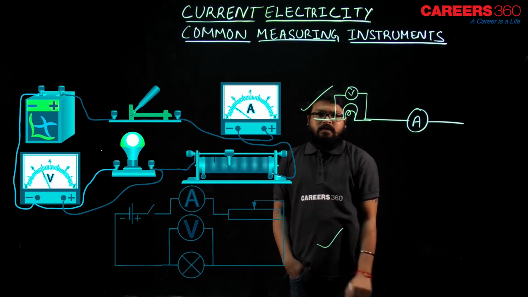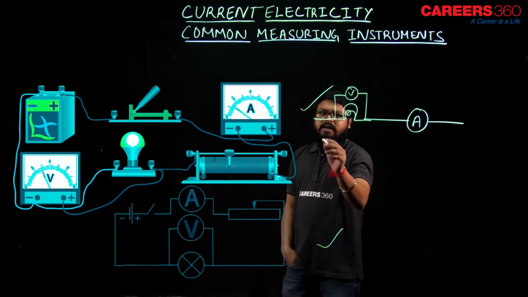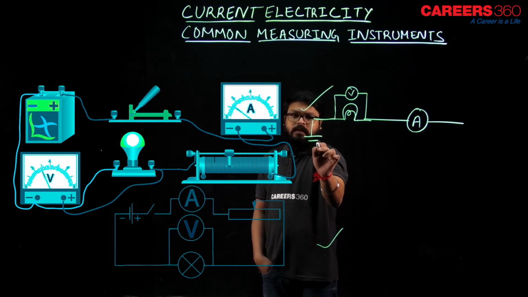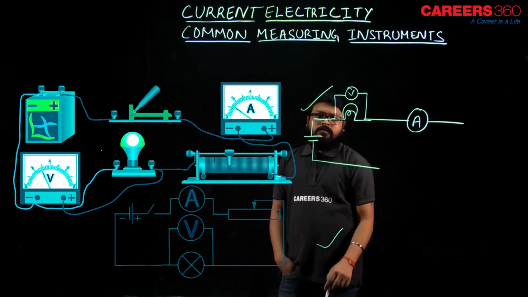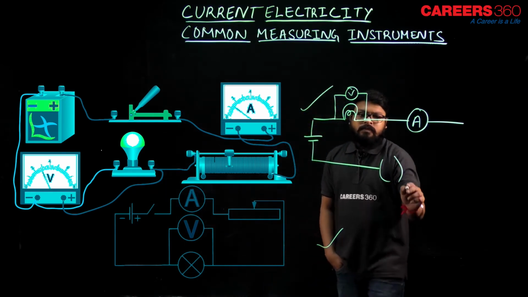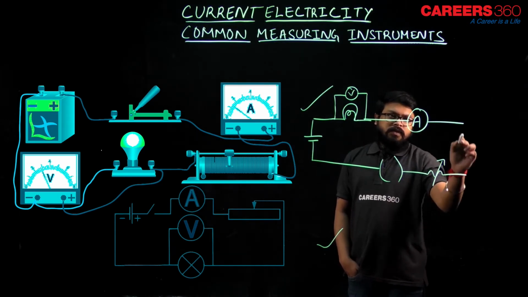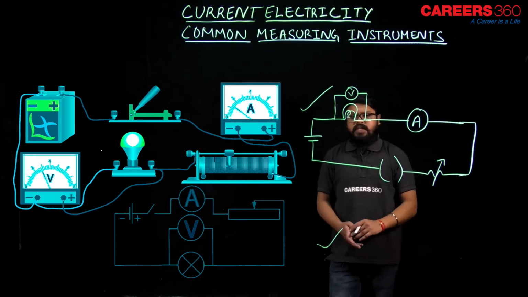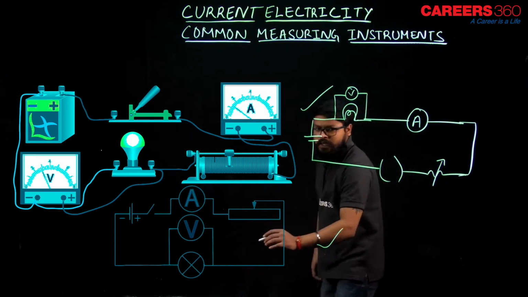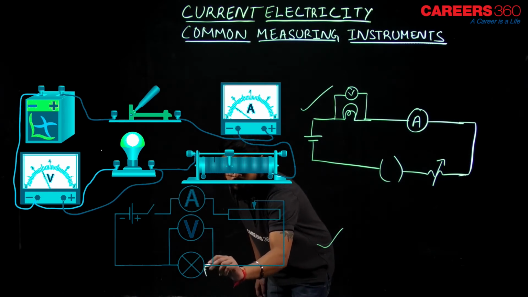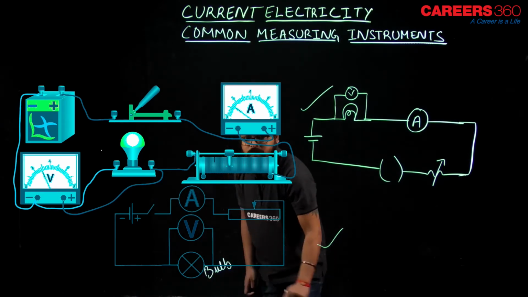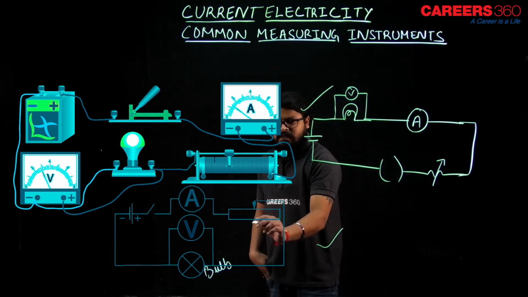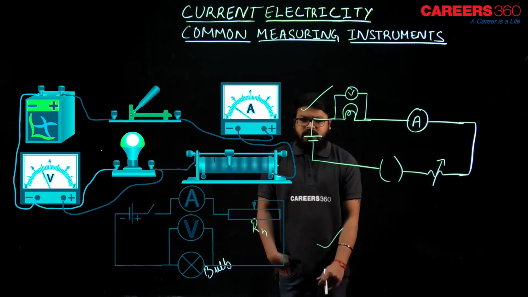Got that? Now see, there is a battery, then the key, then the rheostat. The circuit diagram is given below. There is a bulb, this is the bulb. And this is the rheostat, the variable resistance, written as RH, R with suffix H.